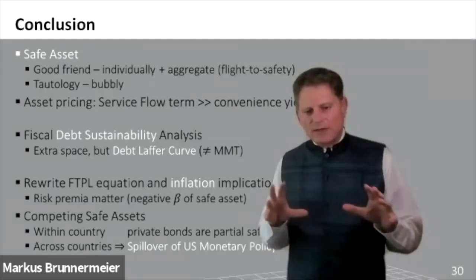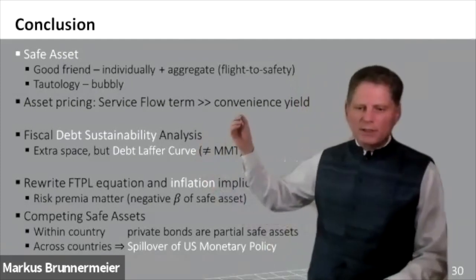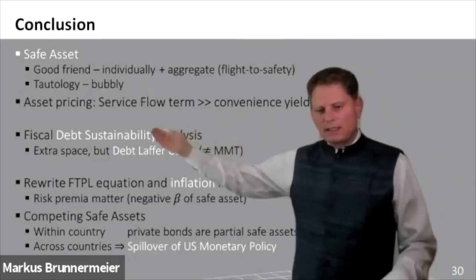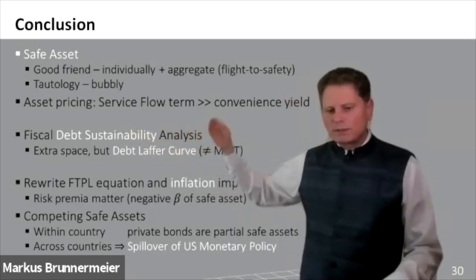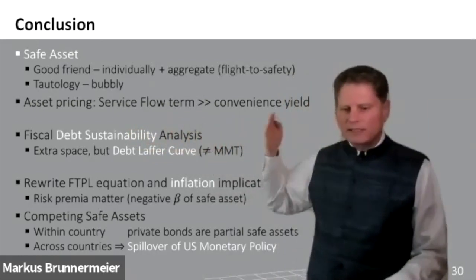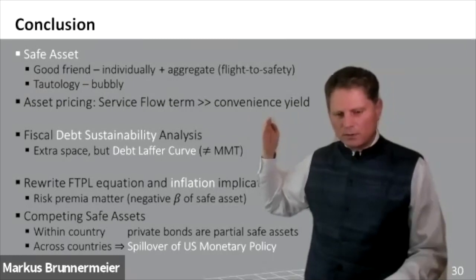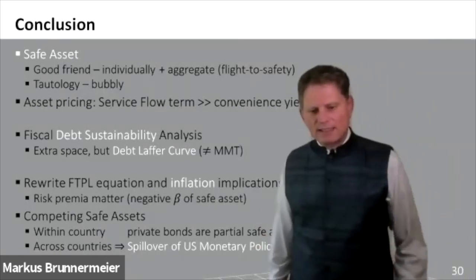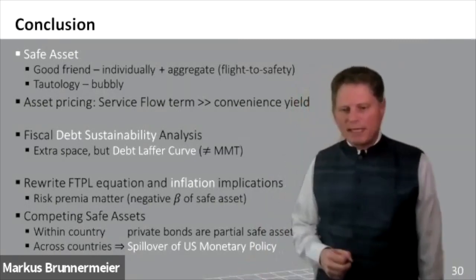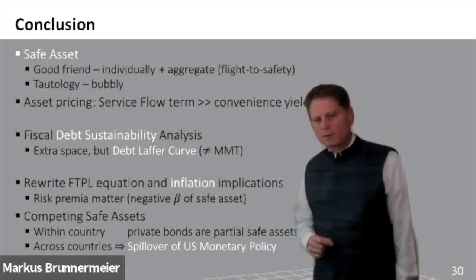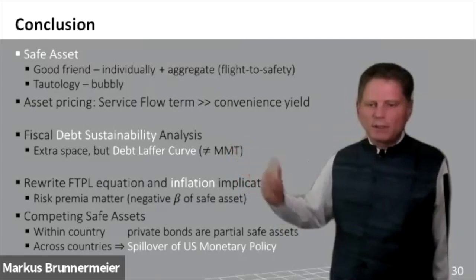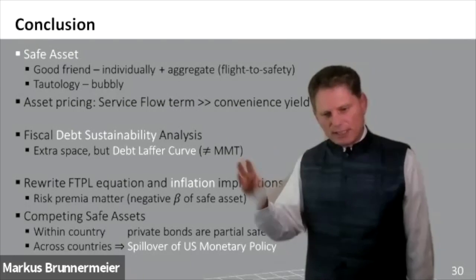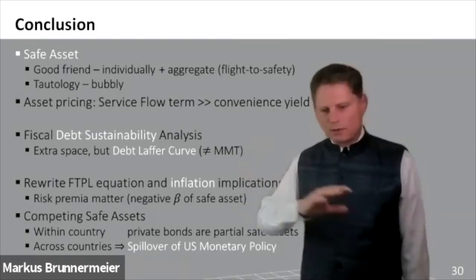And this safe asset definition here is different from the traditional convenience yield, where you look just at some extra elements. It is a service flow term, which is more significant than a simple convenience yield, which empirical research has looked at so far. Now, this has implications for fiscal debt sustainability analysis. It gives you extra space, but there's still a debt Laffer curve. So it's not like MMT, where you can just issue debt as you wish. It gives you some extra space, but be careful, it's fragile, and it's not tremendous.